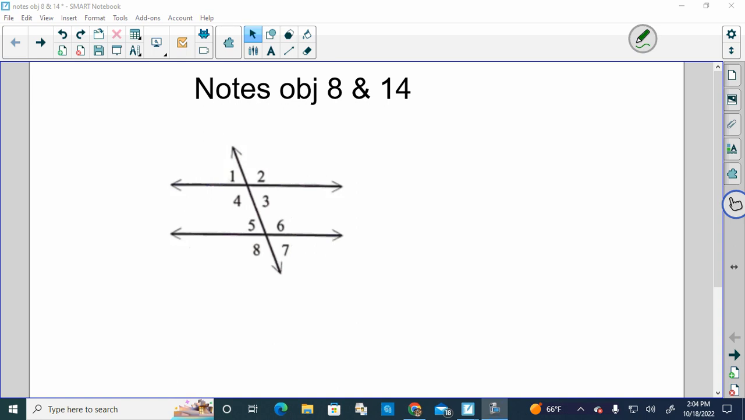Okay, and I'm going to end up scrolling down, so you'll have to refer back to what you've got on your paper because you put the numbers on there. Okay, so we're going to add some letters here. We're going to put a lowercase cursive L for this line, and then a lowercase cursive M for that line. And then the transversal, we're going to put a lowercase n.